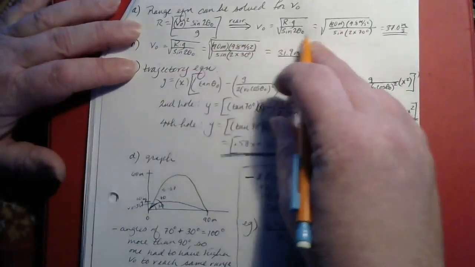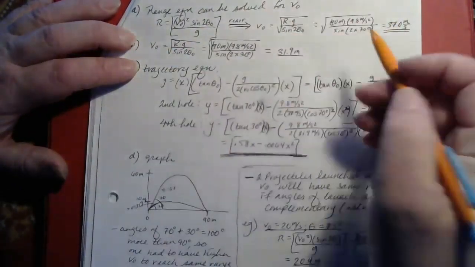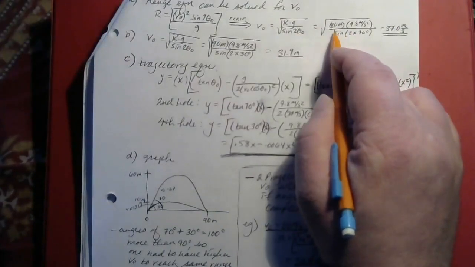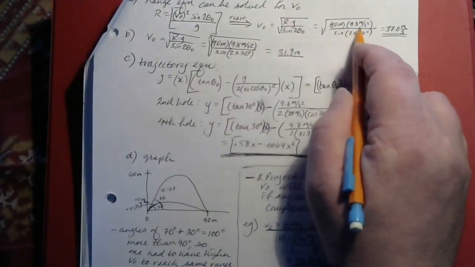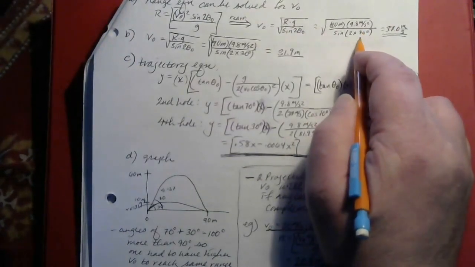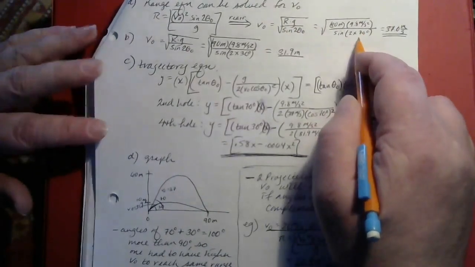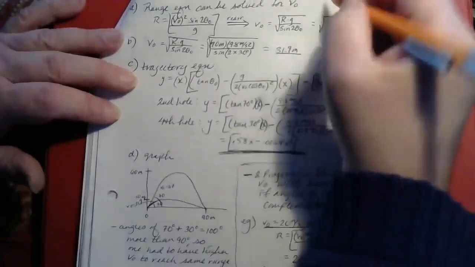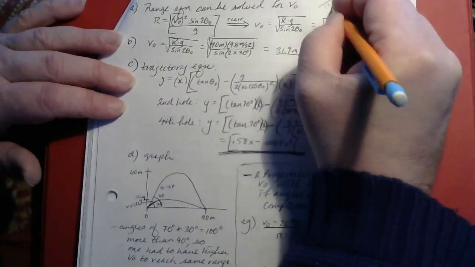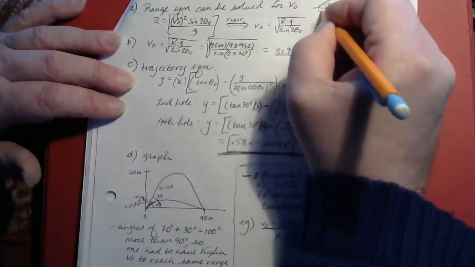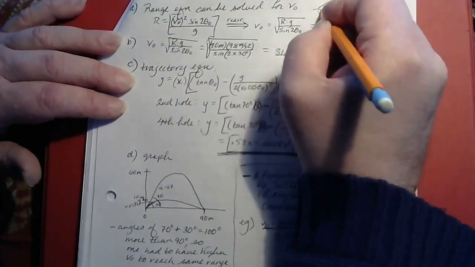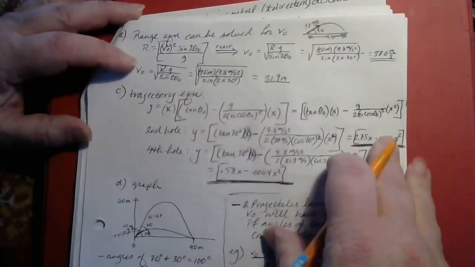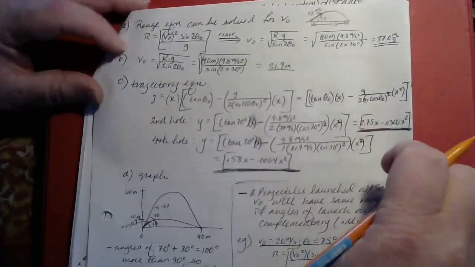So in the case of the second hole, where the angle was 30 degrees and the range was supposed to be 90 meters, that gives us the square root of 90 meters times 9.8 meters per second squared over the sine of 2 times 70, or sine of 140, in other words. And when you work that out, that's 37 meters per second. That's how fast, if this is 30 degrees, and this distance is 90 meters, the ball should be going when it takes off.